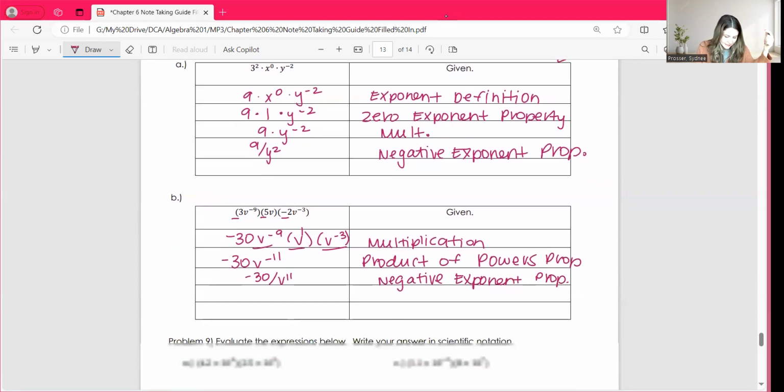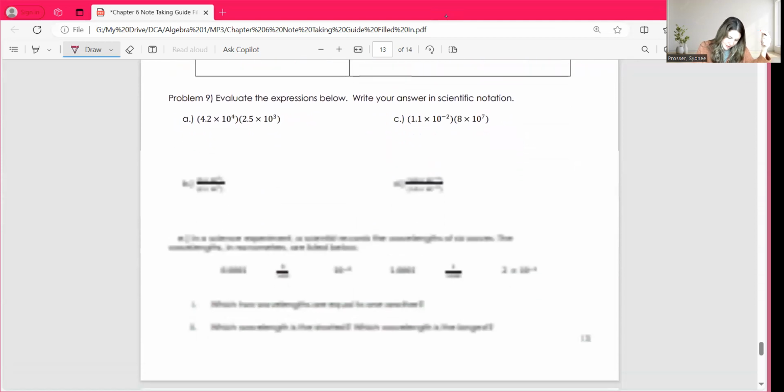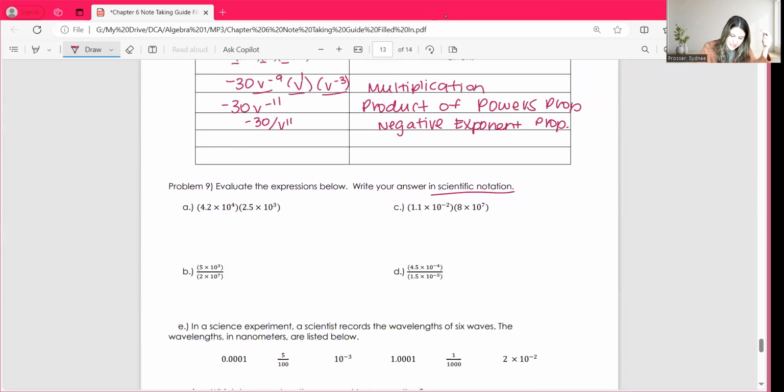Okay. All right, one last thing for us to talk about is scientific notation. We haven't talked about scientific notation in a while. So when we look at scientific notation, we're looking at like terms again. So we're going to multiply. We have 4.2 times 2.5. So I'm going to get 4.2 times 2.5. That gives me 10.5 times 10.